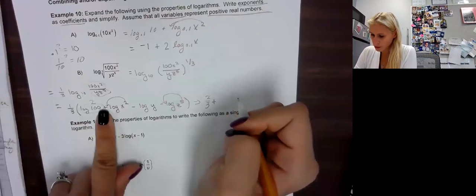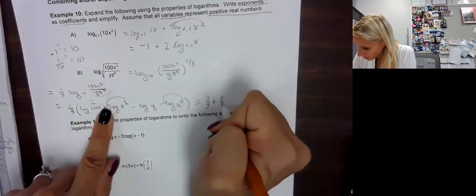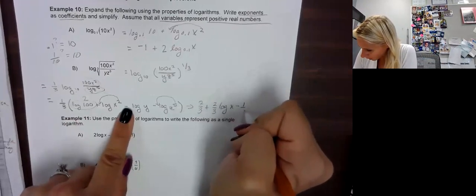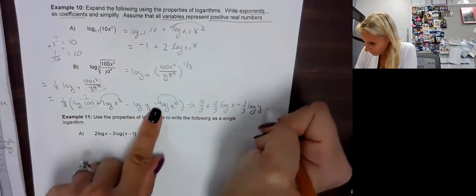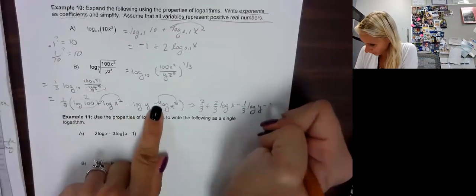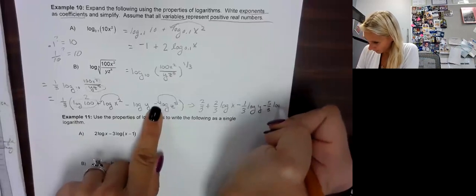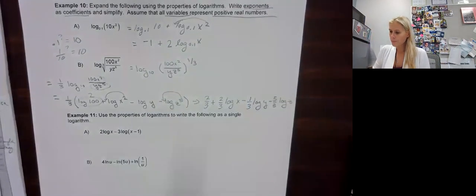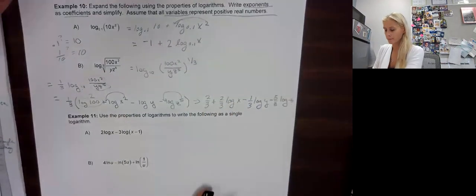plus, now there's a 2 out front, right? Because we're moving it. 2 times a third is 2/3 log x minus 1/3 log y minus, now there's a 5 out front. 5 times 1/3 is 5/3 log z. Okay. Exponents are coefficients. Awesome. Okay.